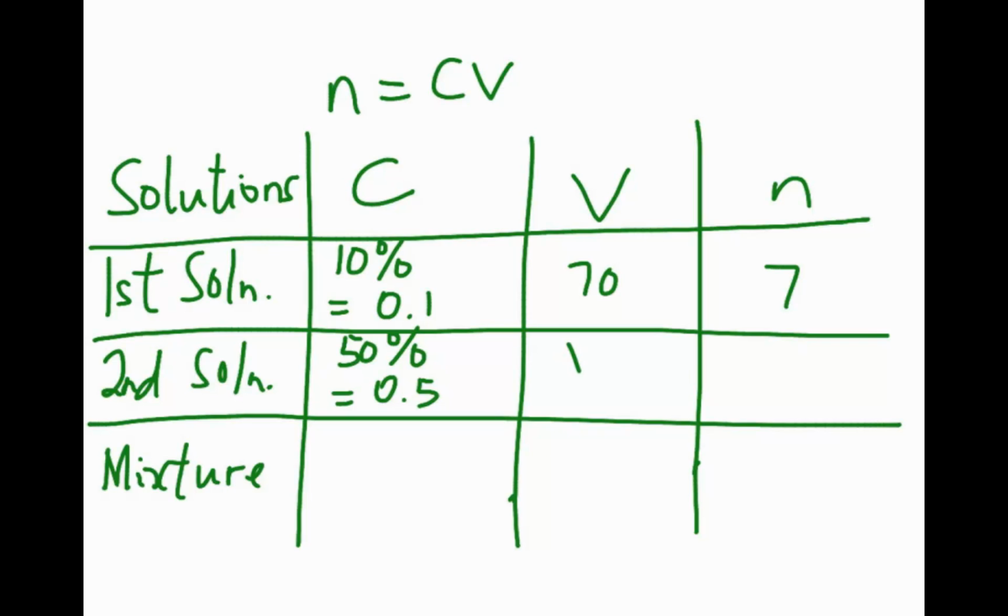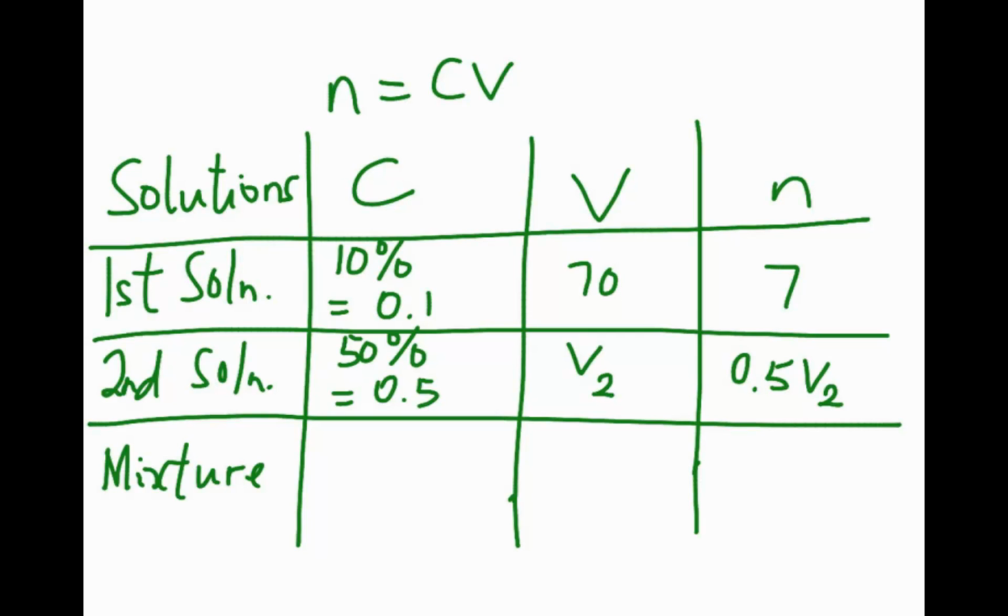So we call it V subscript 2, to show that it's the volume of the second solution that I do not know. Now, when you multiply this to find the number of moles, you now have 0.5 V subscript 2.